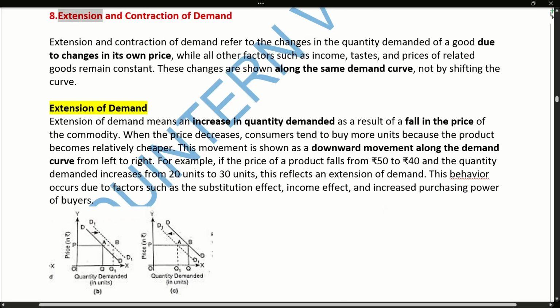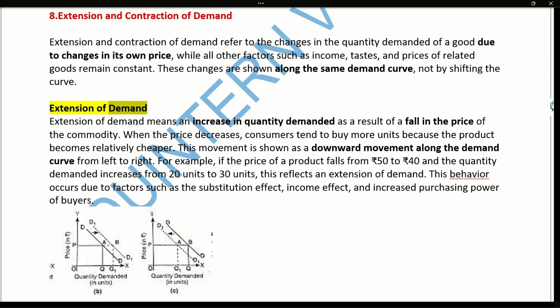8. Extension and contraction of demand. Extension and contraction of demand refer to the changes in the quantity demanded of a good due to changes in its own price, while all other factors such as income, tastes, and prices of related goods remain constant. These changes are shown along the same demand curve, not by shifting the curve.